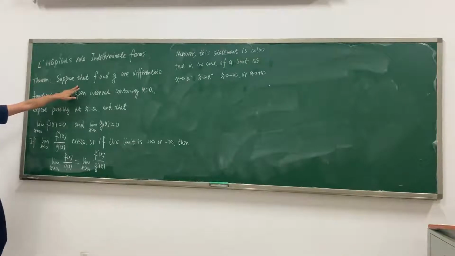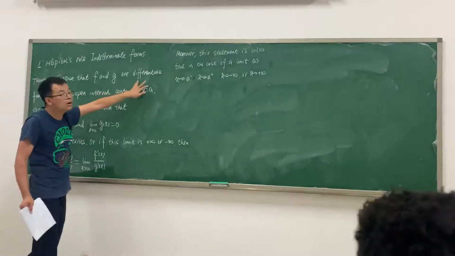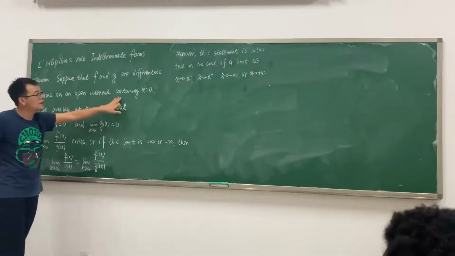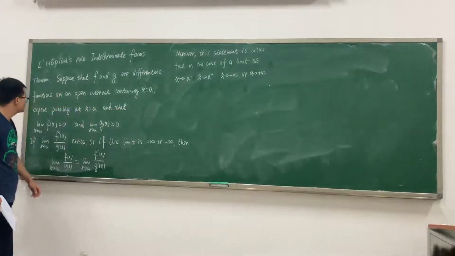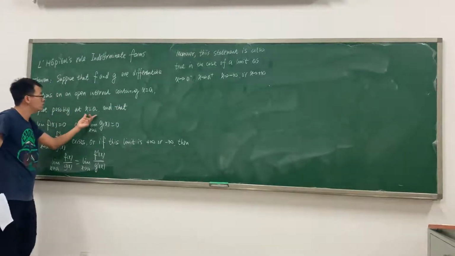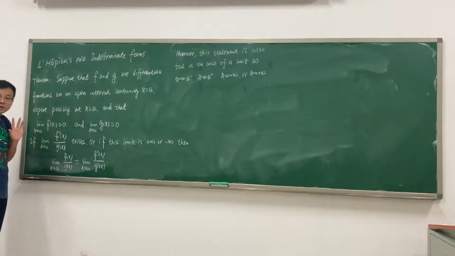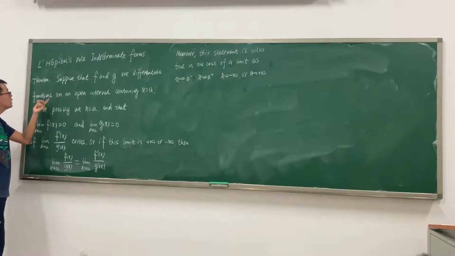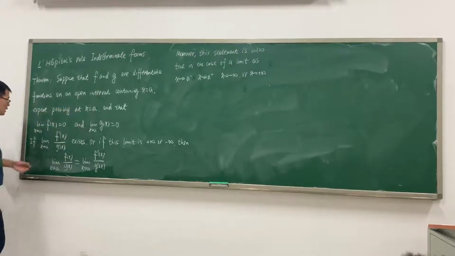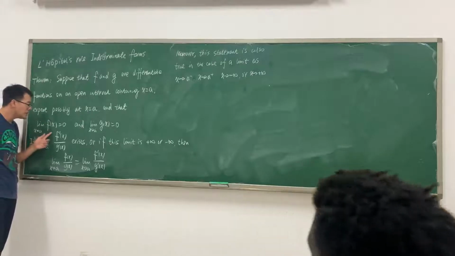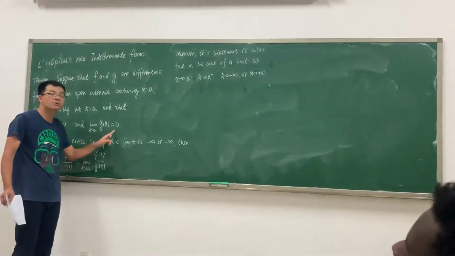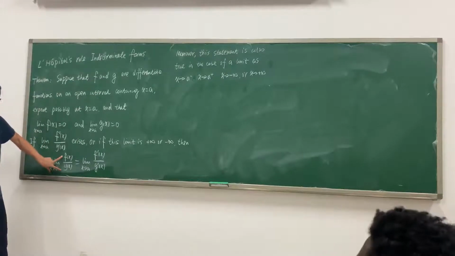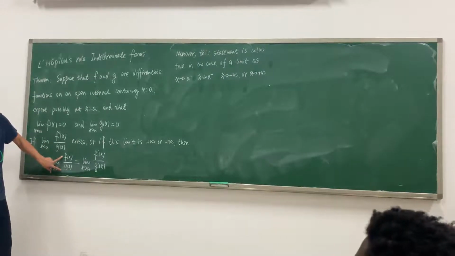Suppose that the functions f and g are definable on an open interval. This open interval must contain x equal to a, except possibly at x equal to a. So this means that the function need not be definable at this point, but the functions must be definable on an open interval. And that as x approaches a, f(x) approaches 0, and as x approaches a, g(x) approaches 0. So these two conditions mean that this limit is an indeterminate form of type 0 divided by 0.